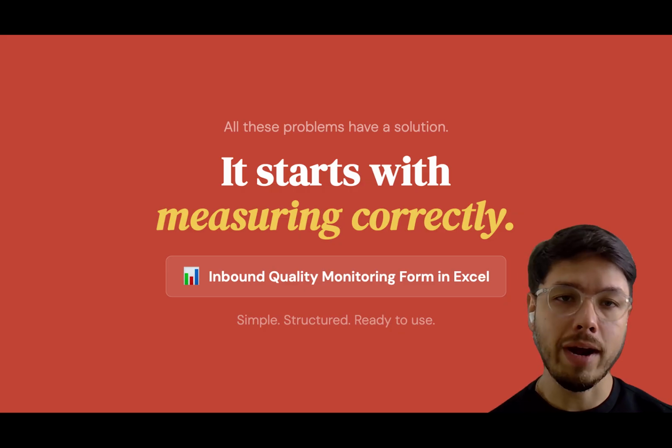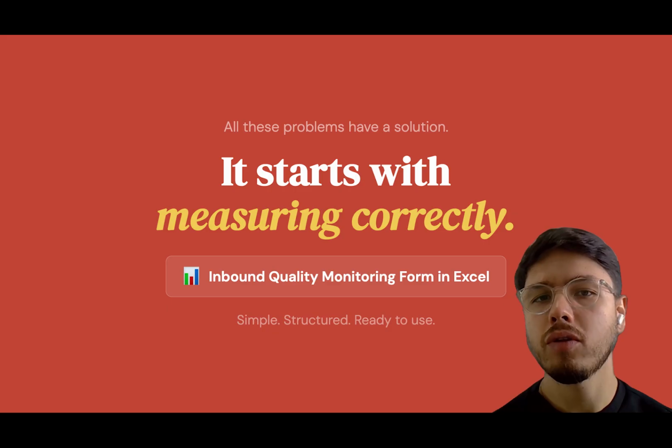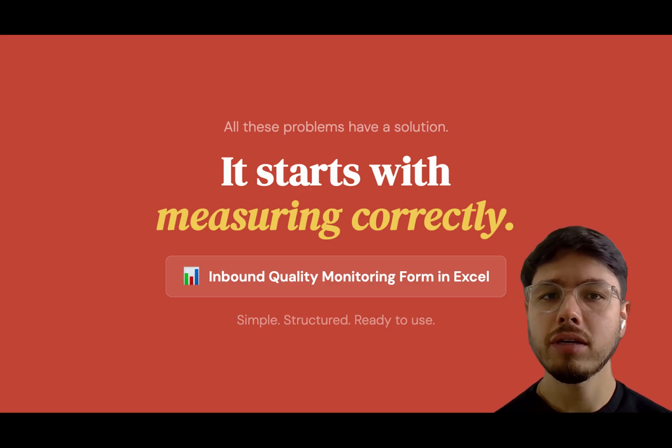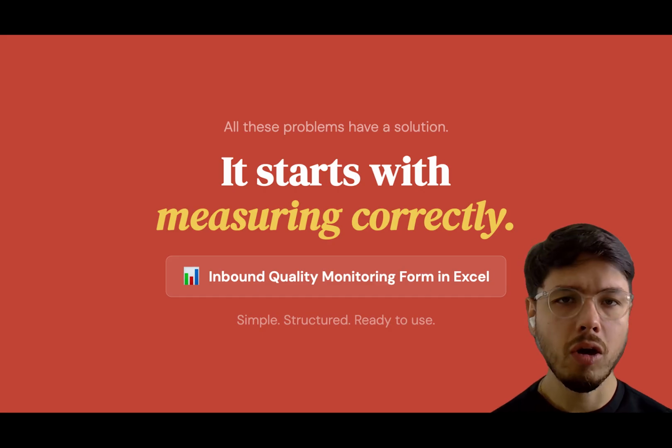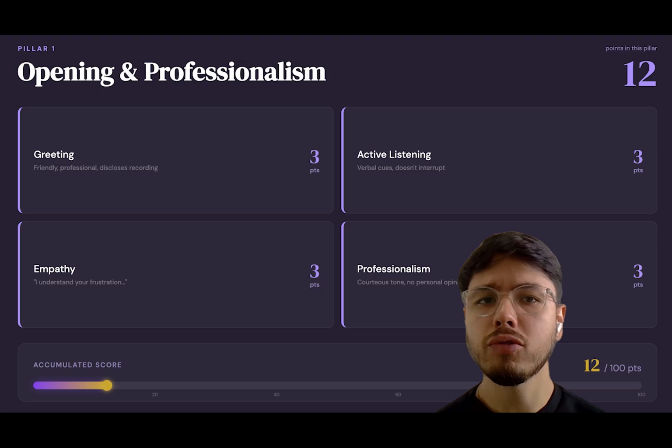And here's the important part. All these problems have a solution. It starts with measuring correctly. And that's where the inbound quality monitoring form in Excel that we prepared for you comes in. Simple, structured, ready to use. You download it, open it in Excel, and start right now. It has 4 pillars. Let's go through each one.